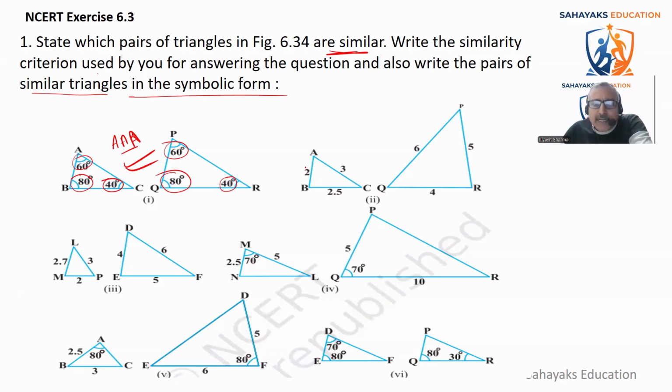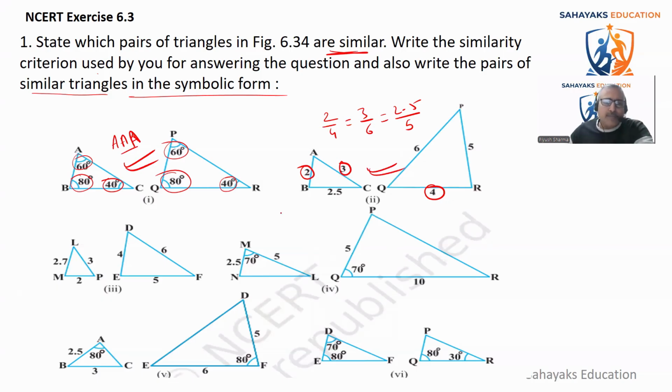Let's find the other one. So this side is 2, and its proportionate side, we can see all three sides. This is the proportionate side of 2. So we can say 2 by 4 is equal to 3 by 6, and that is equal to 2.5 by 5. So it is 1 by 2, 1 by 2, 1 by 2. That means this triangle is similar. Let me check whether they are correct. 2, then 3, and then 2.5. Yes, so these are similar.